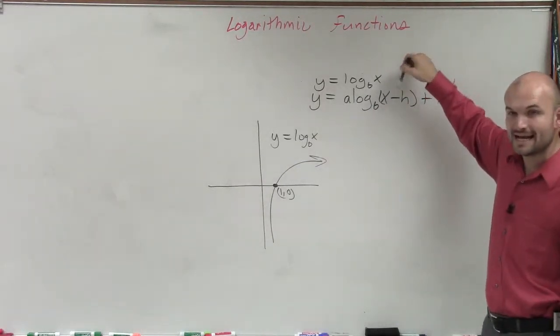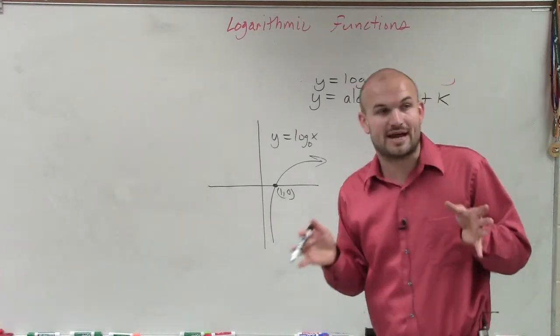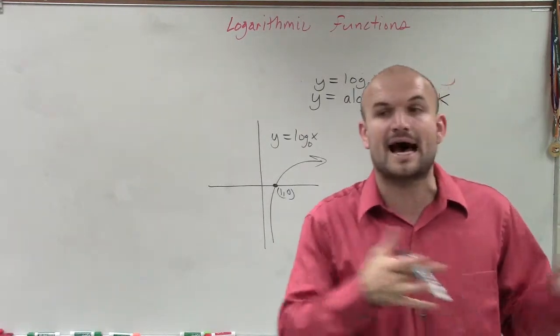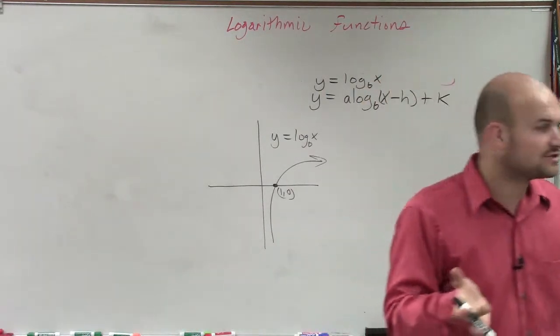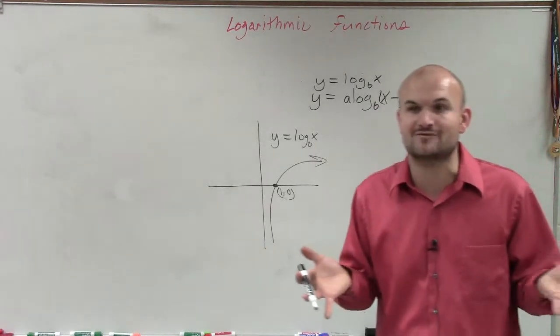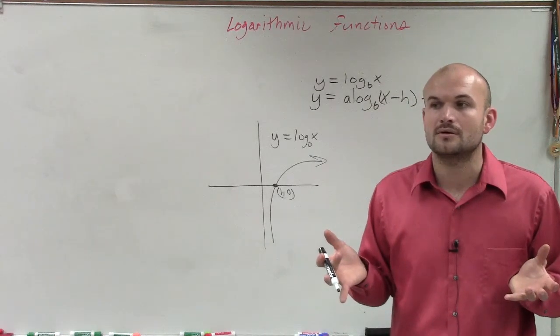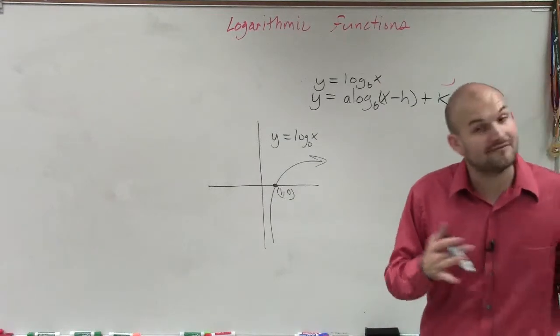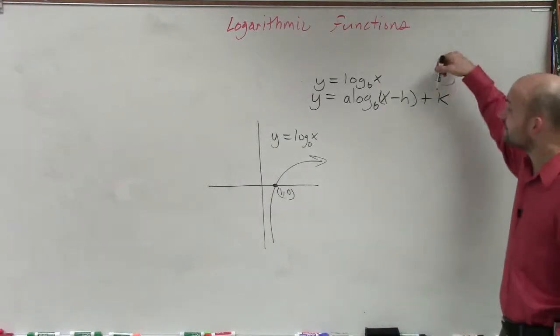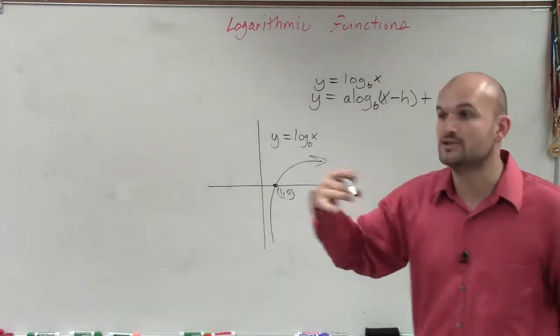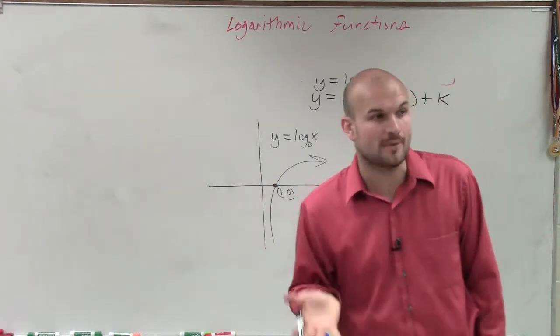Then we go through the h. Since you're subtracting your h inside the function, we're going to be applying the opposite direction. And since you're subtracting inside the function, you're going to be shifting. Well, that's not what you need to be doing right now. Left and right, exactly. Then your k, what you guys are going to be doing is shifting your graph up and down.